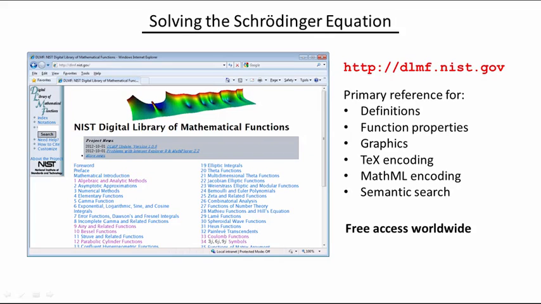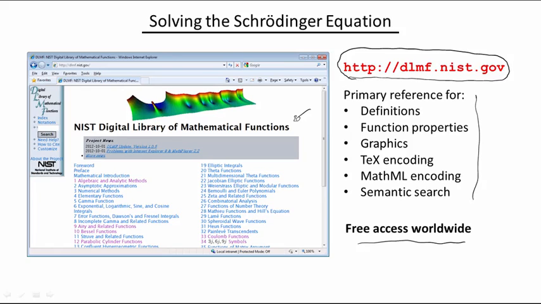Now, special functions, there are many good sources of information on special functions available, but it's good to have a common reference so that everyone in this course will be using the same one. So we're using this, the Digital Library of Mathematical Functions from my employer, the National Institute of Standards and Technology. It's freely available worldwide, and it contains information on all the functions that we'll be using in this course and many more, and there are many other things to be said about it.